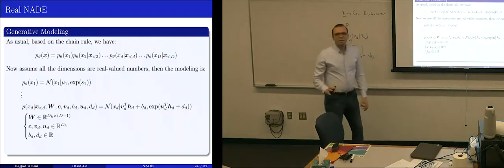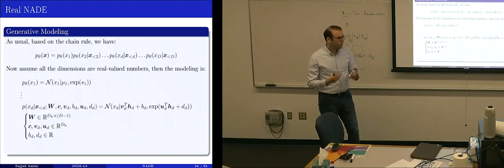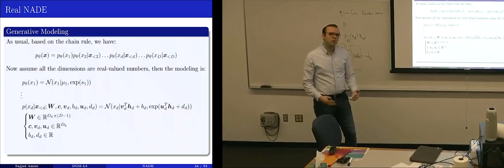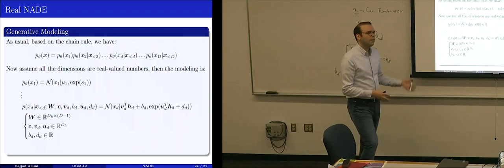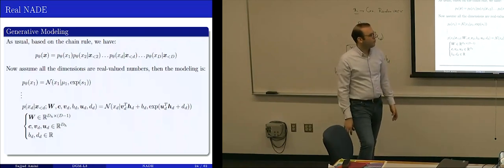Exactly similar. Previously, you generate the parameter for your distribution. Here also, we generate the parameter for our distribution. Just the distribution is changed. Previously, because you were in the discrete word, you use Bernoulli, you use categorical. Here, you use just normal. Okay?